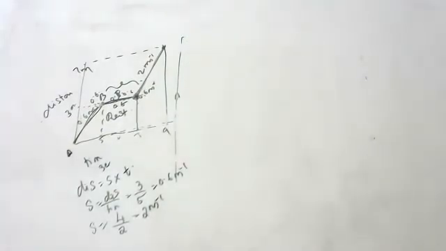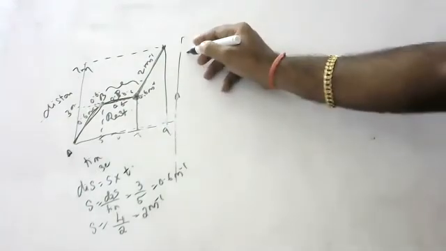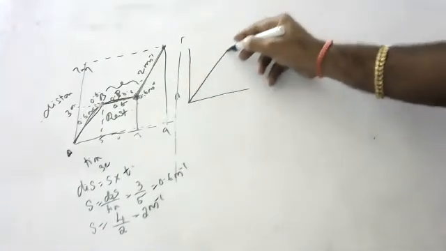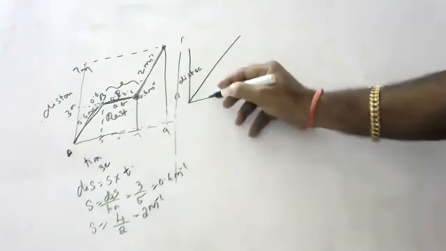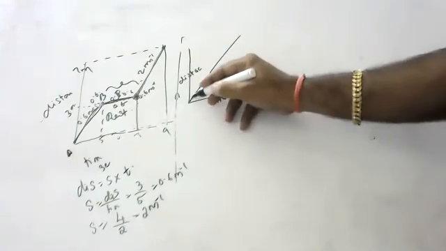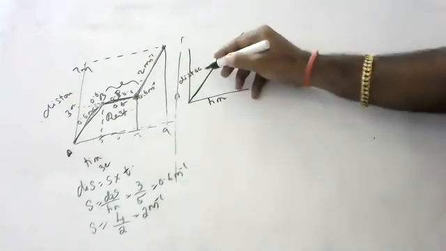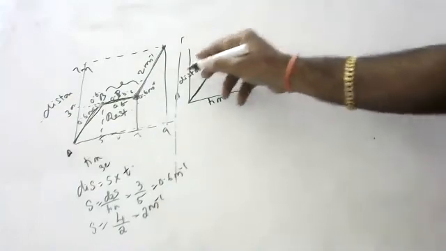Next, what can you say about the motion of a body if the displacement time graph is a straight line? Children, this is the displacement time graph. If the displacement time graph is a straight line, what can you say about the motion of the body? It is uniform velocity.